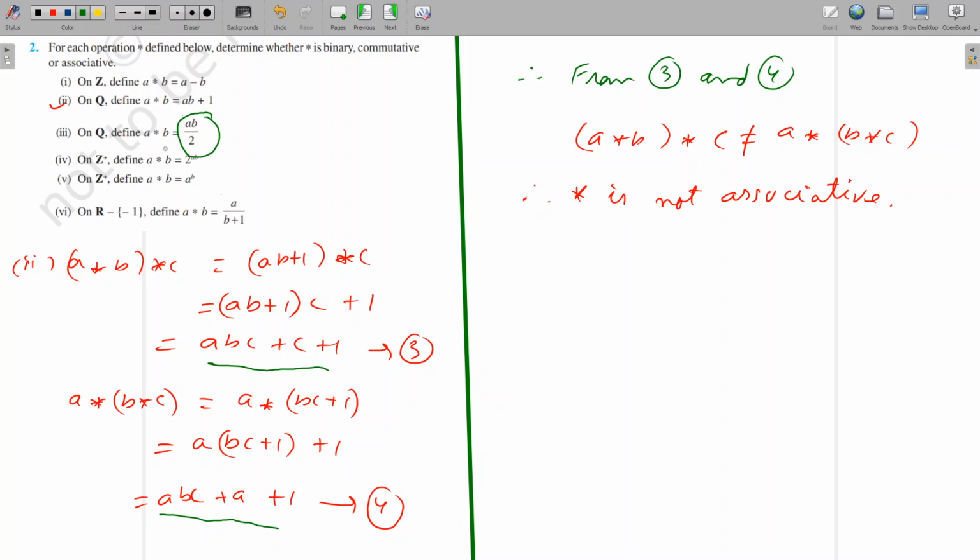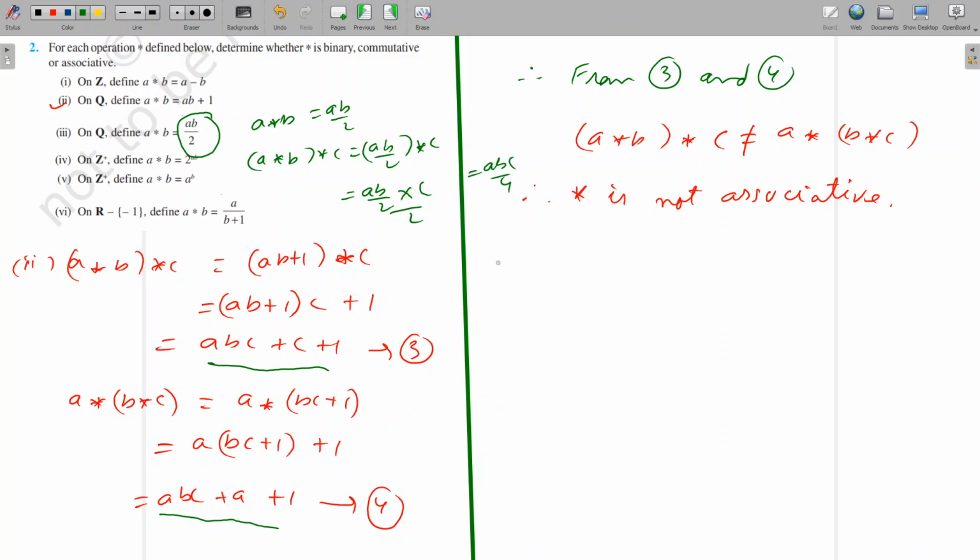And also, if you find A star B, we will get AB by 2, and if you find B star A, we will get BA by 2. But we know that AB and BA are equal, so we will get A star B as equal to B star A. Then also it is associative, because if you find (A star B) star C, that will be AB by 2 star C. So for the time being, you have to consider AB by 2 as A, so you will get AB by 2 multiplied by C over 2, so that will be ABC by 4.